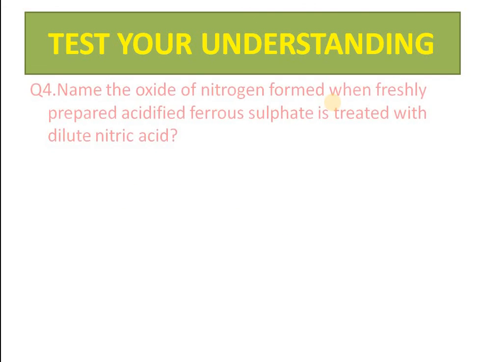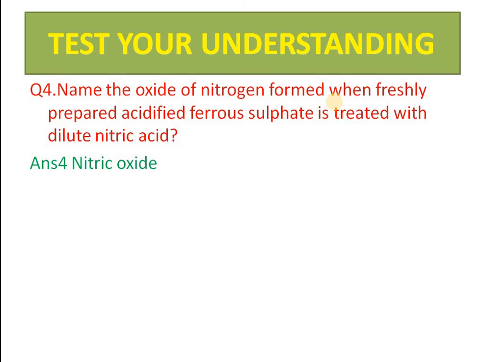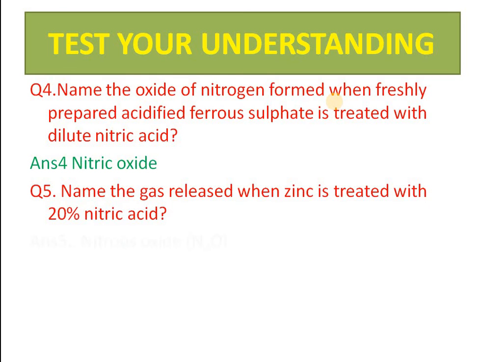The next question is, name the oxide of nitrogen formed when freshly prepared acidified ferrous sulfate is treated with dilute nitric acid. If you remember, this is a test for nitrate ion, and what is the gas produced? Nitric oxide. You know the ring test. Why is this NO formed? It forms nitroso ferrous sulfate, which gives the brown ring. And the gas released when zinc is treated with 20% nitric acid is nitrous oxide. Please do remember, this is a special reaction of zinc, although it is not mentioned in our syllabus, but better to do that. These are the important reactions.